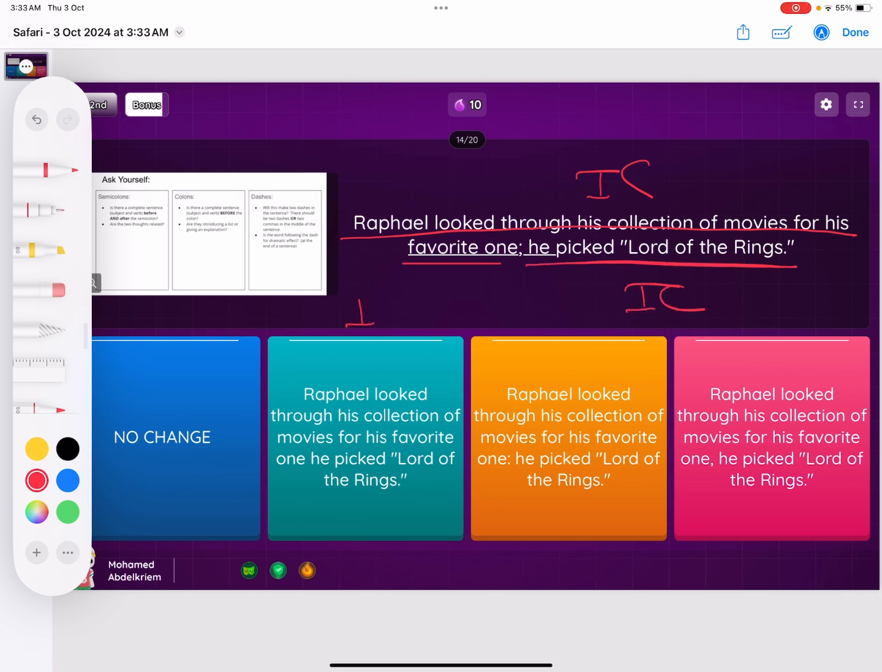If you remember, guys, we said two independent clauses using the semicolon. This is correct. So no change is correct. So I won't continue reading the rest of the answers because this one is already correct.